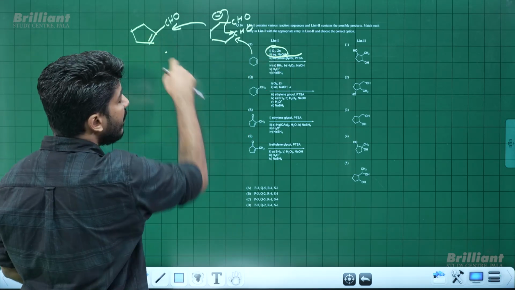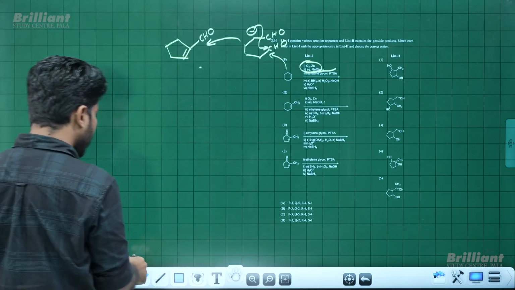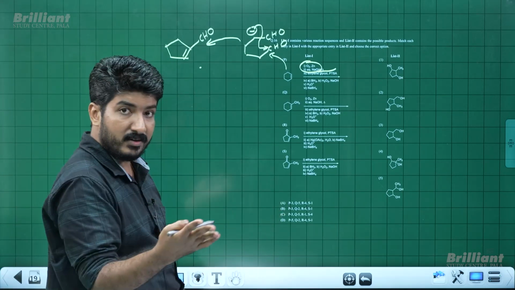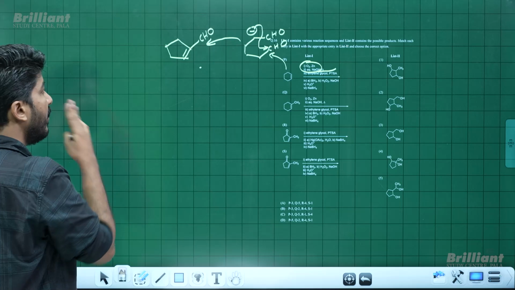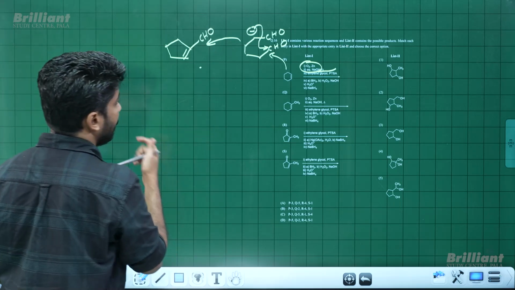Now this is treated with ethylene glycol in the presence of PTSA. PTSA is also already defined in this question paper, para-toluene sulfonic acid, which is just acting as an H plus donor.